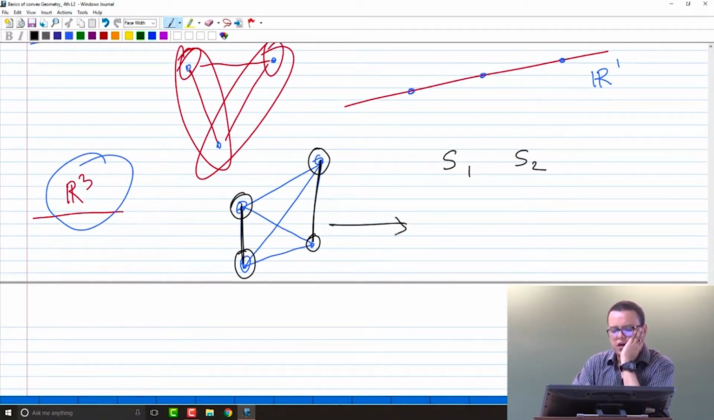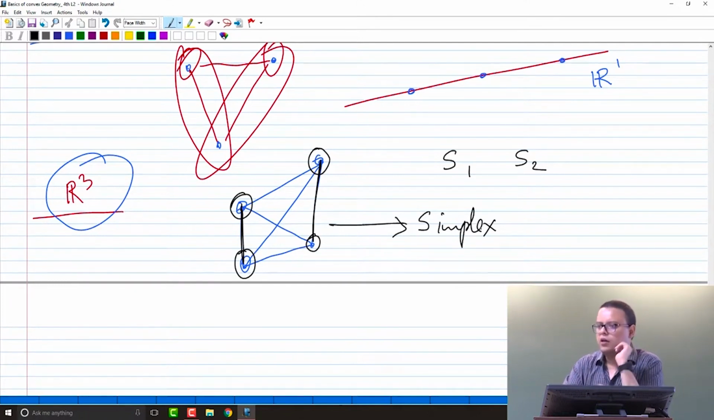This is a very special kind of object we will be seeing. These are called simplices. We will see it later. What does it mean? Why? It will come into the picture when we discuss Delaunay triangulation. But okay, so these are simplices.